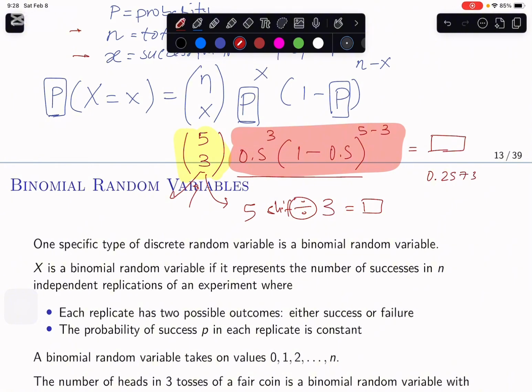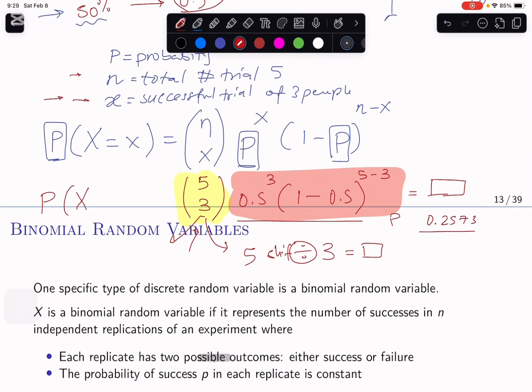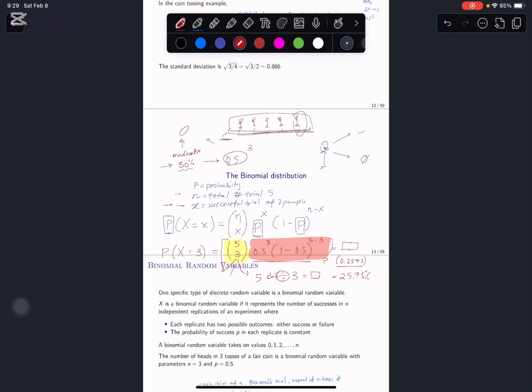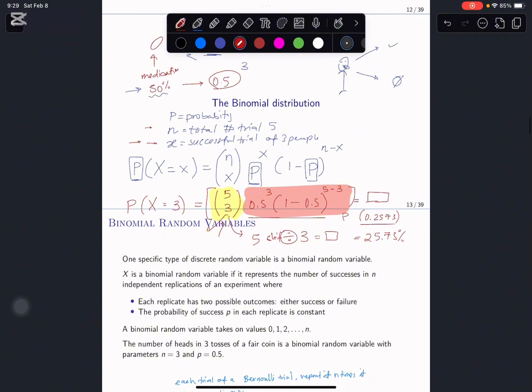Alright, let's assume that's what's given. So this is the probability of x, which is the successful rate we're looking for, at 3, which is equal to what we computed, 0.2573, which is also 25.73% in percentage form. This is the only thing you need to know so far. If you know how to calculate this equation, you're good 70% of the time.